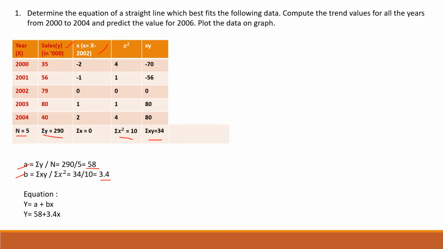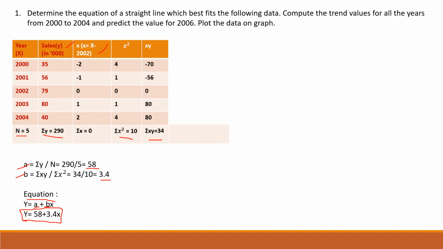We know the equation for a straight line trend is y equals a plus bx. We calculated the values of a and b with the formulas. So just substituting those values into the equation, a is 58 plus b is 3.4 into x. This is the equation for the straight line trend in this problem. So, this is the first requirement in the question, that is, determine the equation. We determined that the equation is y equals 58 plus 3.4x.